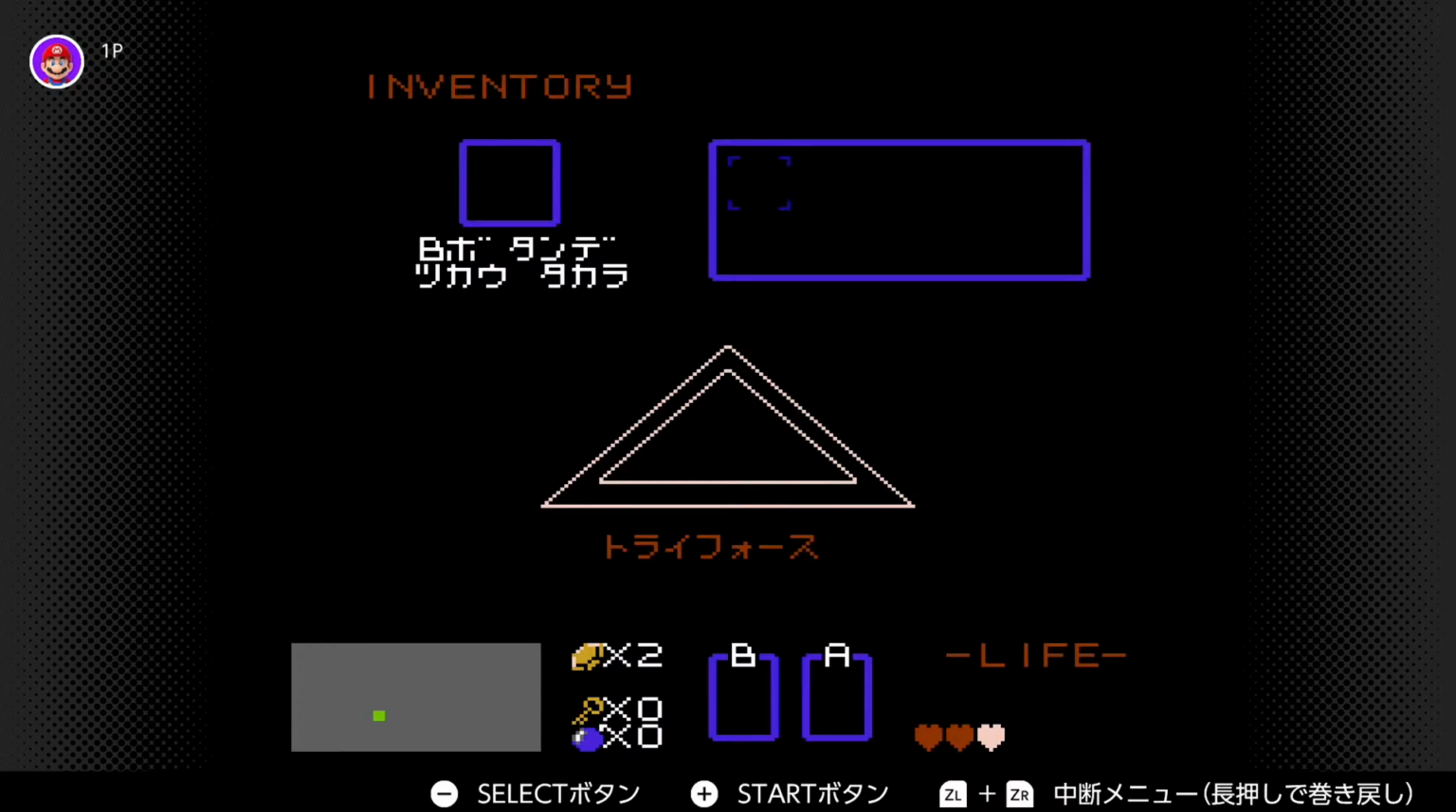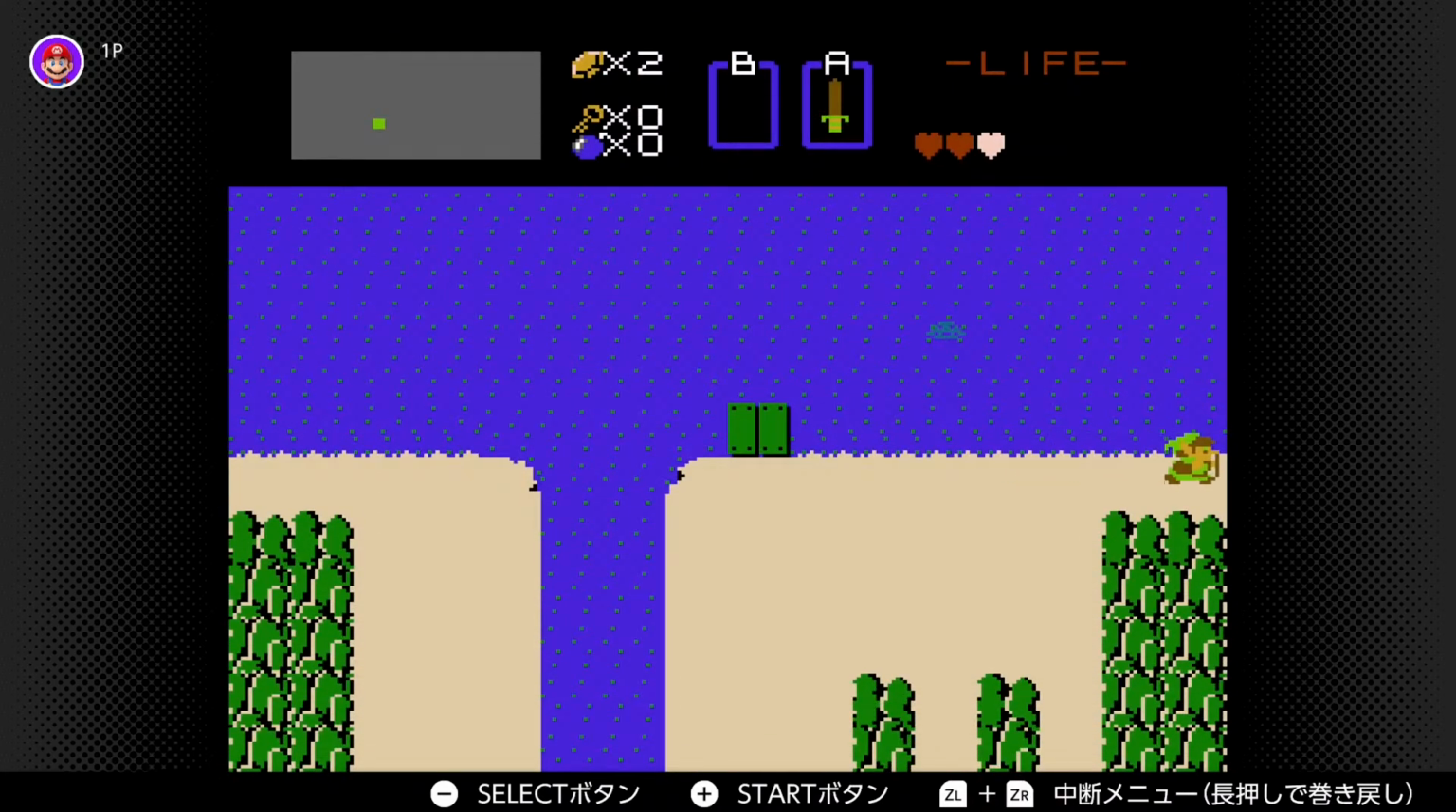At the bottom of the triangles, of course, we have the Triforce, Toraifōsu. Here's a good example of the special katakana combination fu plus small o to have the syllable fo. Okay. Let's continue.